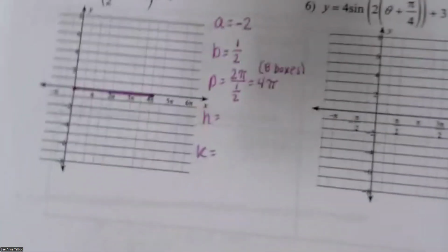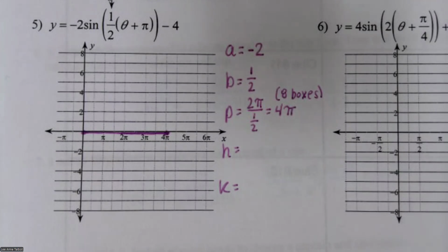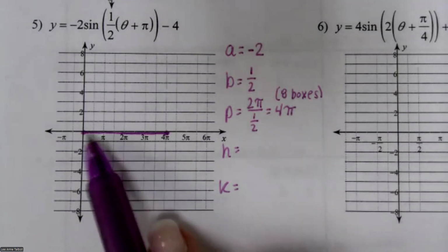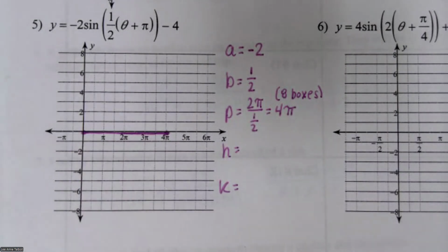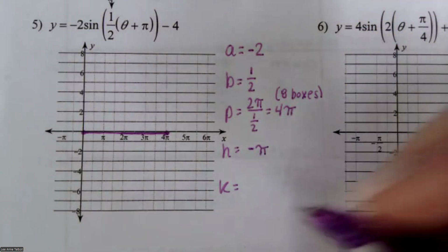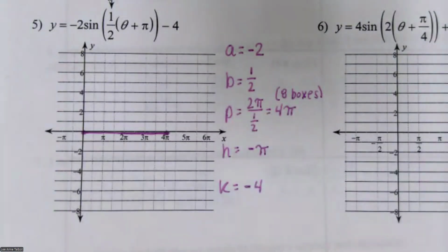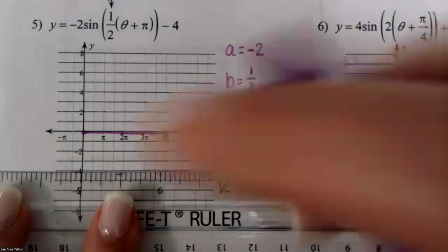You see where I got the 8 boxes from? Look at my little line on the x-axis. So I went from the origin to 4 pi, and then I just made a little ruler and then counted how many boxes that was. Okay, please stop talking. H is negative pi. K is -4. Okay, so we start with K, and that's -4. So we dash there.